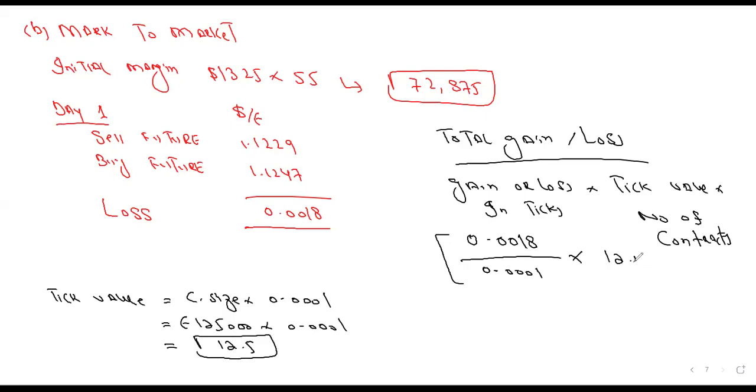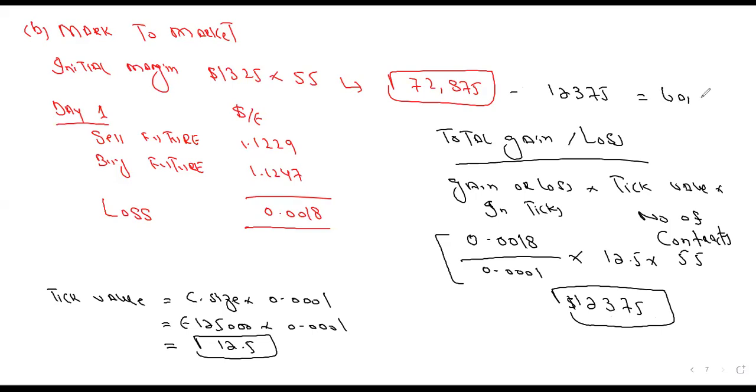This we will place here. Number of contracts, 55. So our total loss will be how much, guys? Tell me. 12,375. It means this margin will be reduced by this loss amount, 12,375. So what is the balance? This one. But this is day one.